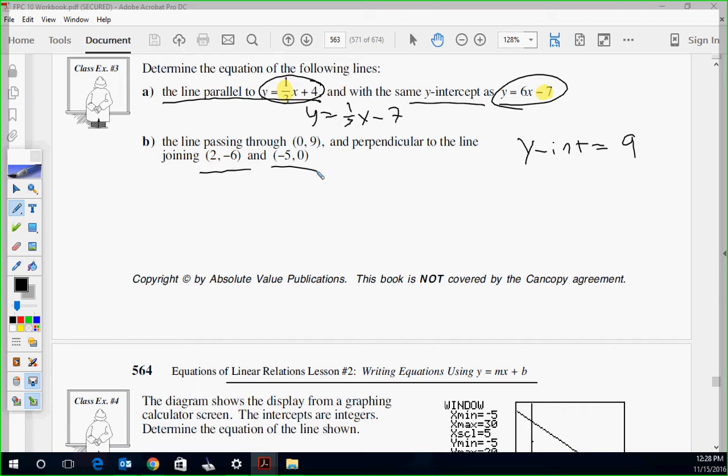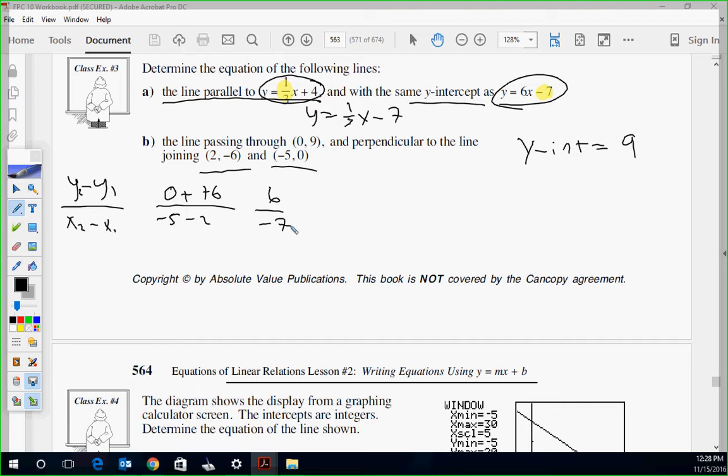So we have to do the slope formula. Again, y minus y over x minus x. So 0 minus -6. No, minus a minus. -5 minus 2. Minus a minus a plus, so I have a 6 on top. -5 minus 2 is a -7. So my slope of that line is -6 over 7.